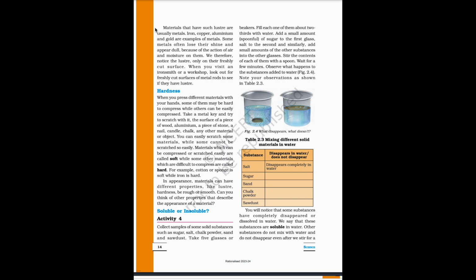Soluble or insoluble. Activity 4. Collect samples of some solid substances such as sugar, salt, chalk powder, sand, and sawdust. Take 5 glasses or beakers. Fill each one of them about 2/3 with water. Add a small amount, a spoonful, of sugar to the first glass, salt to the second, and similarly add small amounts of the other substances into the other glasses.